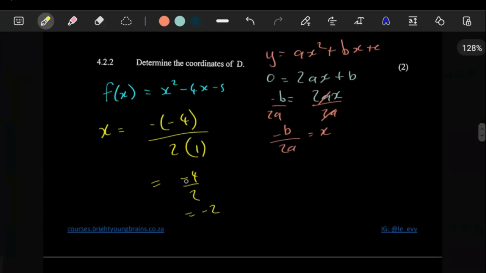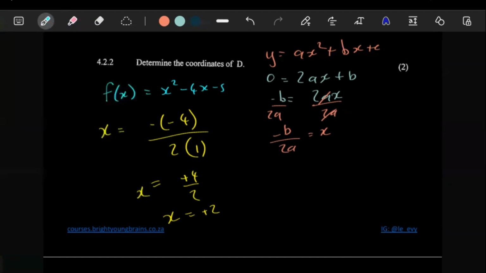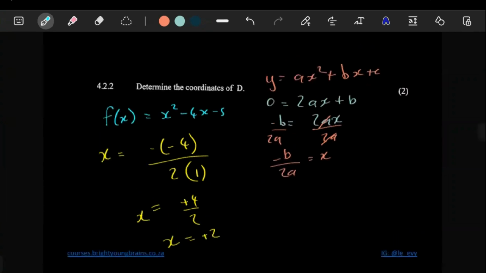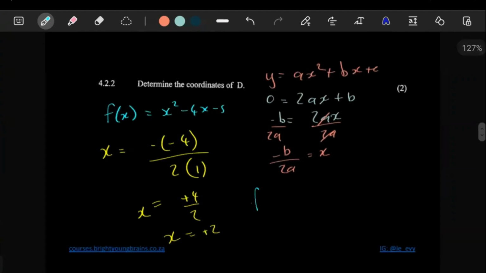A negative and a negative gives a plus. There we go. Moving on, the x value is a 2. And then, since our x value is a 2, what can we do? We can get the y value by putting the x value into the equation. So the original equation, let's put in an x value of 2. It's going to be 2 squared minus 4 times 2 minus 5.